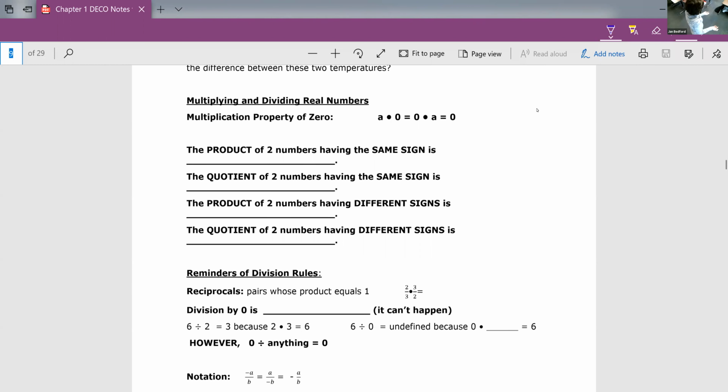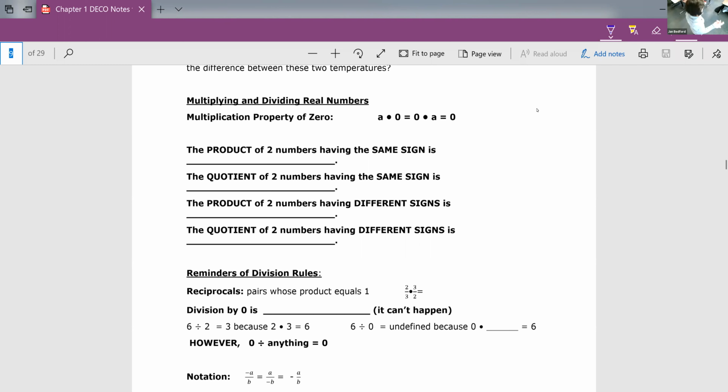We said we can change any subtraction problem to addition as long as we do what? Add the opposite. It means I have to make how many marks on my paper if I want to change a subtraction sign? 2. I got to make 2 marks on my paper if I'm changing that subtraction sign.